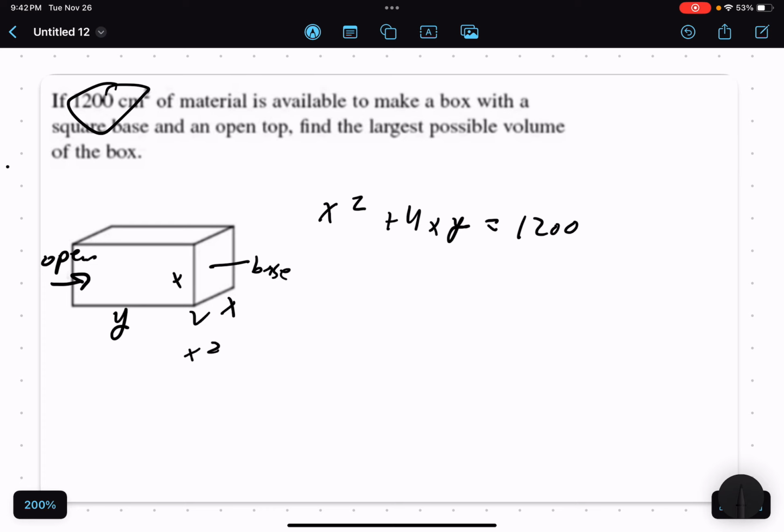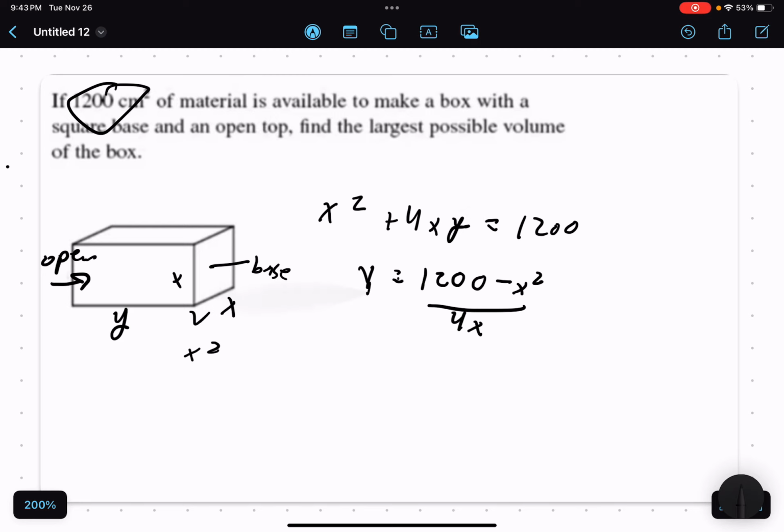So knowing this equation, what we're going to do is solve it by rearranging it, where we do y equals 1200 minus x squared over 4x. And we did this because we wanted to separate the y and put it on a different side.